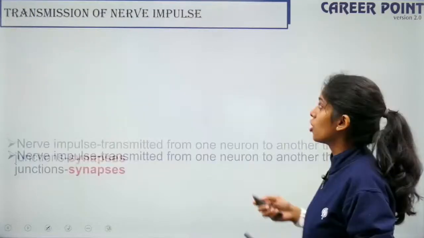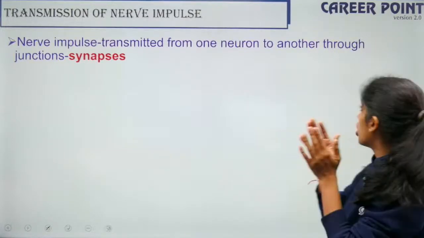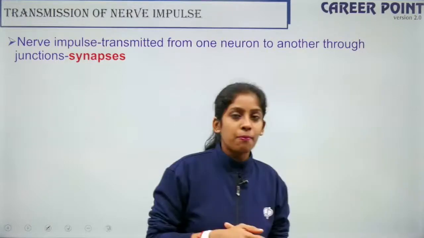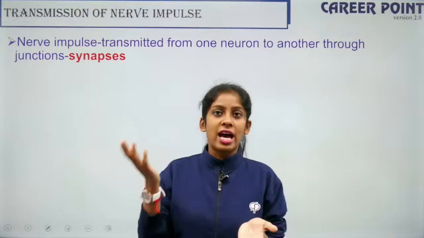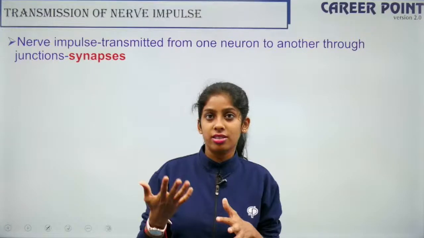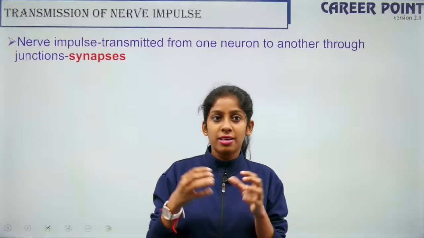So nerve impulse is transmitted from one neuron to the other through junctions called synapses. For example, when you say I have to change two trains, okay? For example, from Kota I'm going to Delhi, and from Delhi I catch another train. So Delhi is the junction where my two trains are meeting, right?